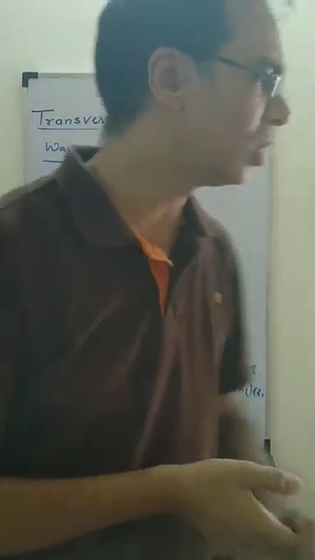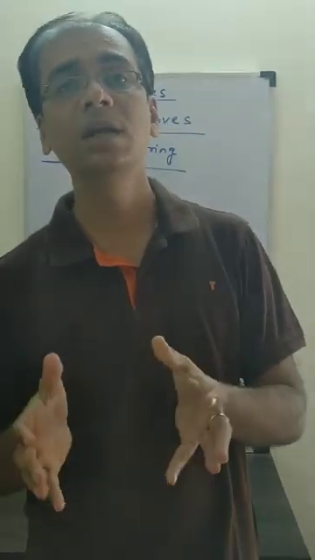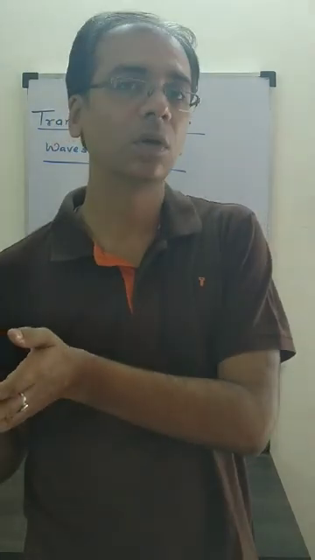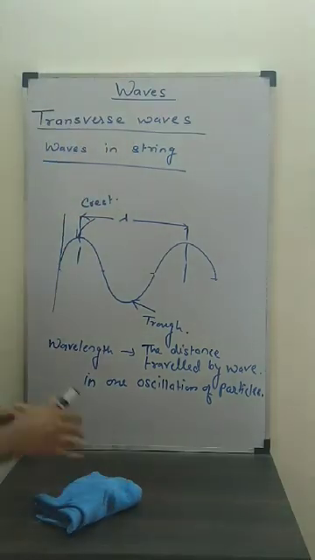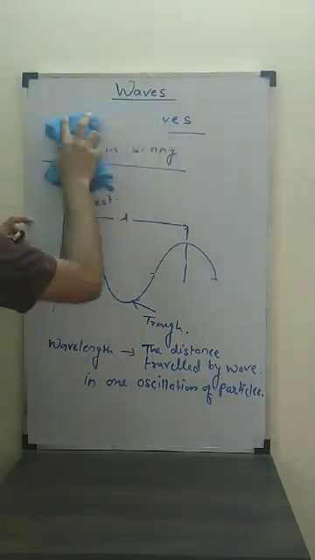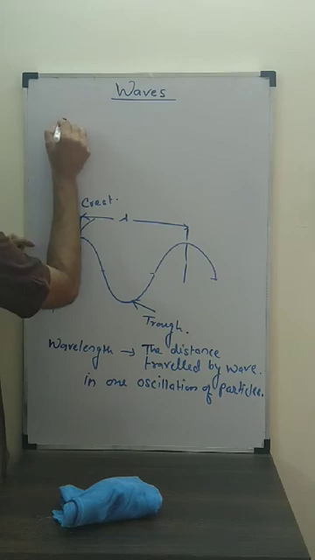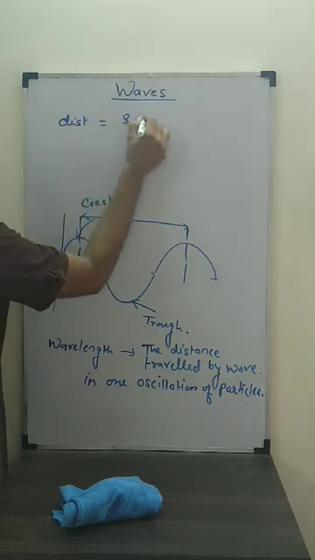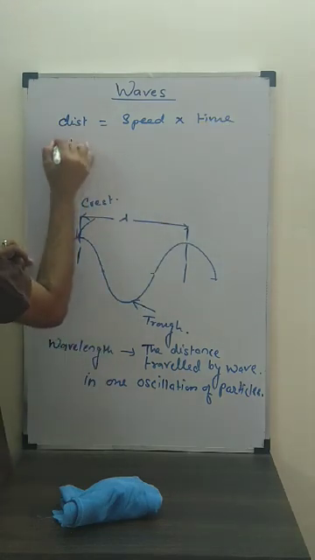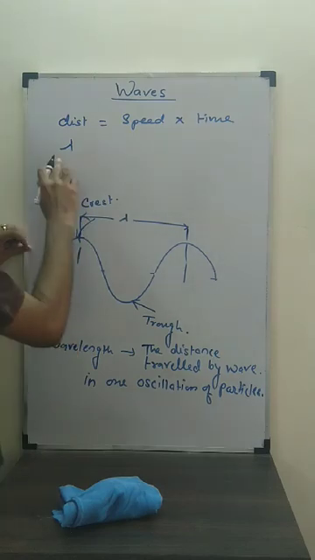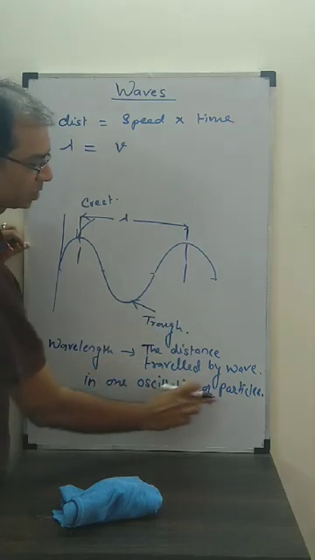So let's talk about wavelength again. What is the wavelength? The distance traveled by the wave in one oscillation of the source or any other particle. It's basically a distance. So how do we write distance? Distance is written as speed into time. Since we are calling wavelength a distance, and wavelength is normally denoted with lambda, lambda is equal to speed, v, into time. Which time? They are saying in one oscillation.